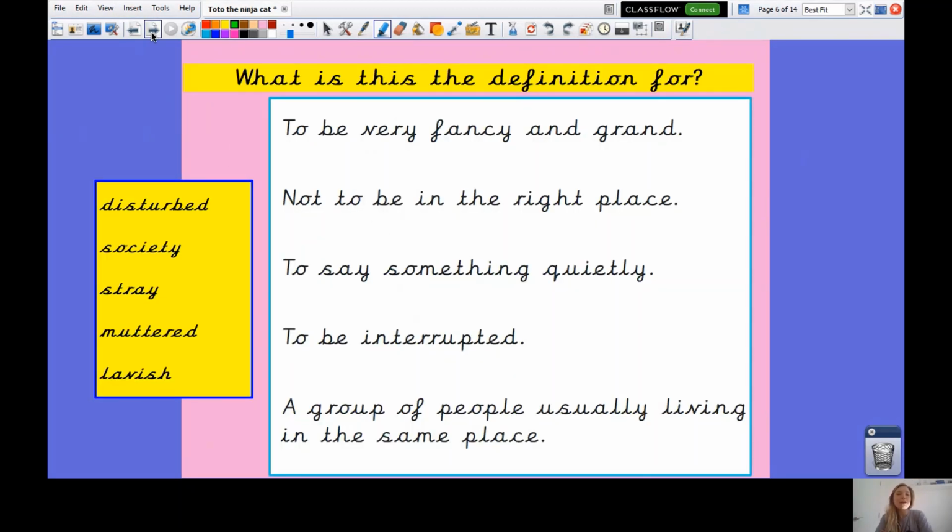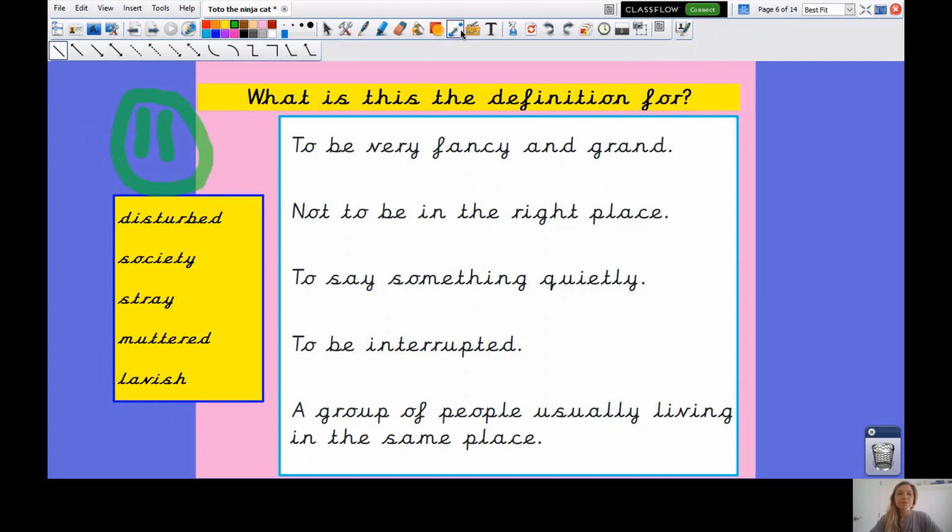Okay, let's begin by reviewing our 5 new vocabulary words that we learnt on Thursday. What are these the definitions for? I'd like you to pause the video and join them up together. You can do this just by looking at the screen, joining the correct term with its definition. Pause me now. Right, let's go through them together.